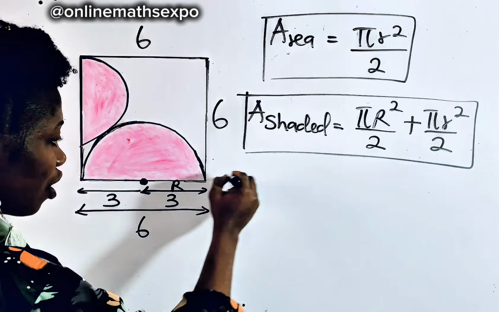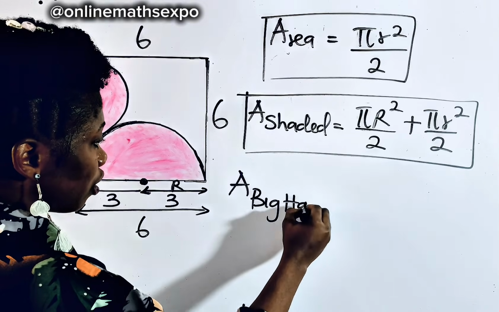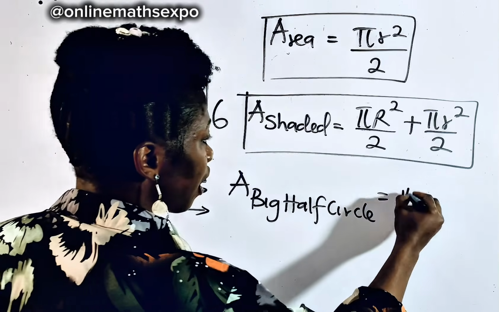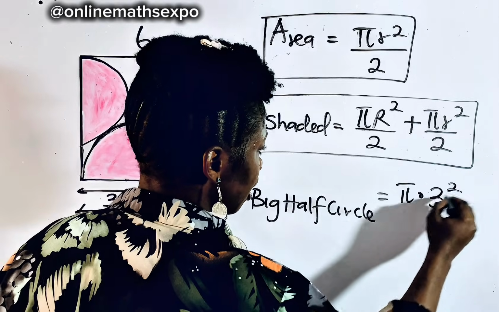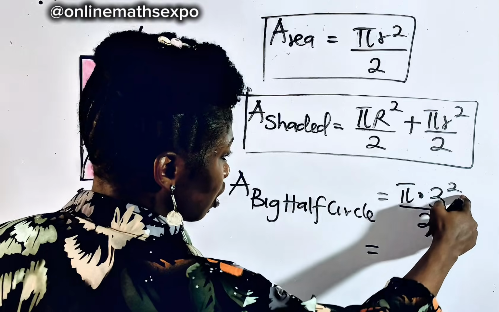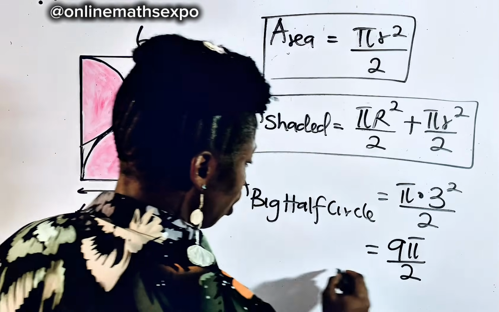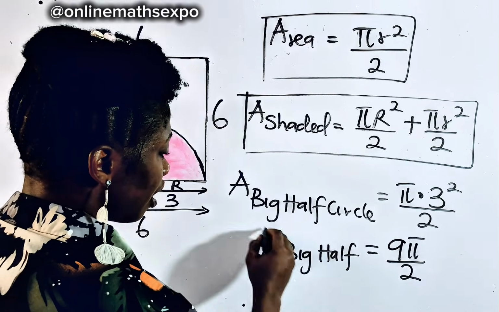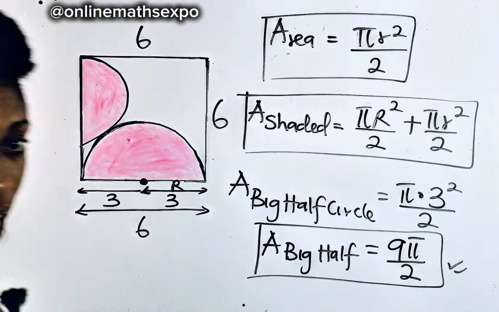Now let's calculate the area of this. The area of the big half circle is going to be pi, our radius is 3, so we have 3 squared, then divided by 2. If you simplify that, 3 times 3 is 9, so we have 9 pi divided by 2. This gives us the area of the big half circle. Let's keep it aside and then get the area of the small half circle.